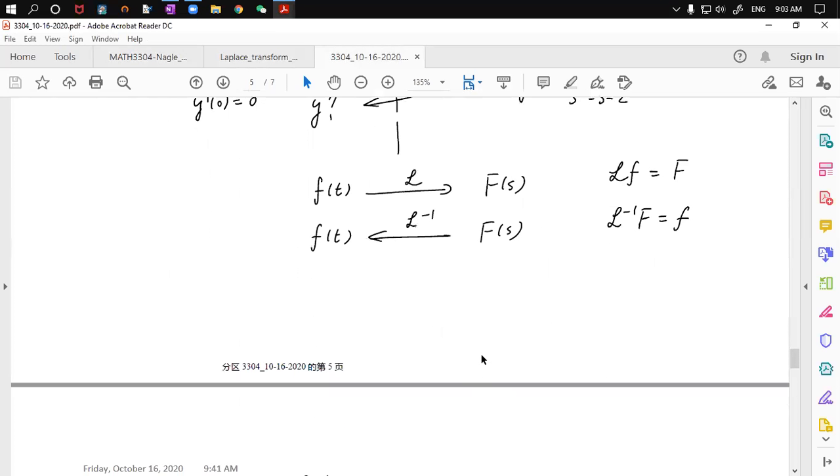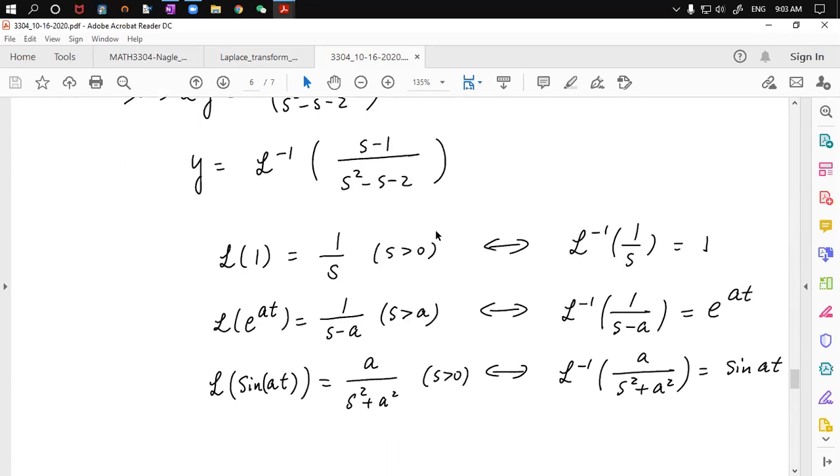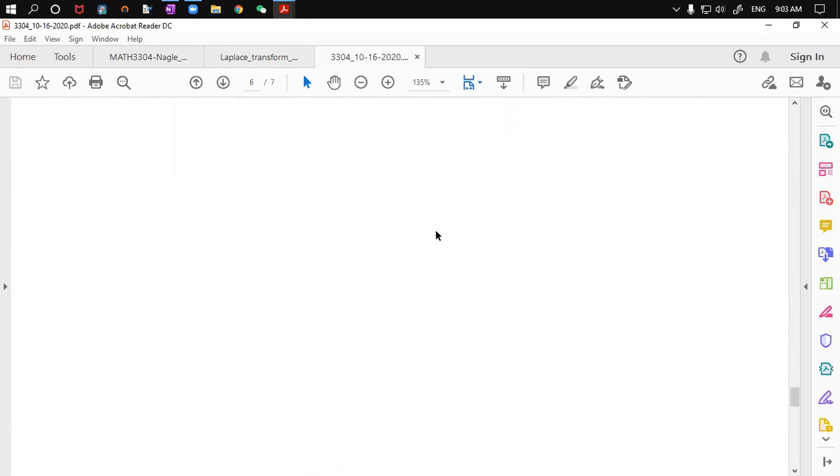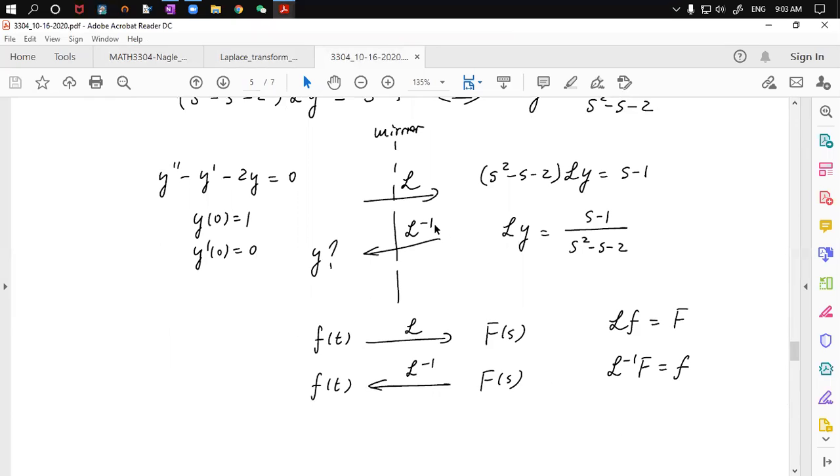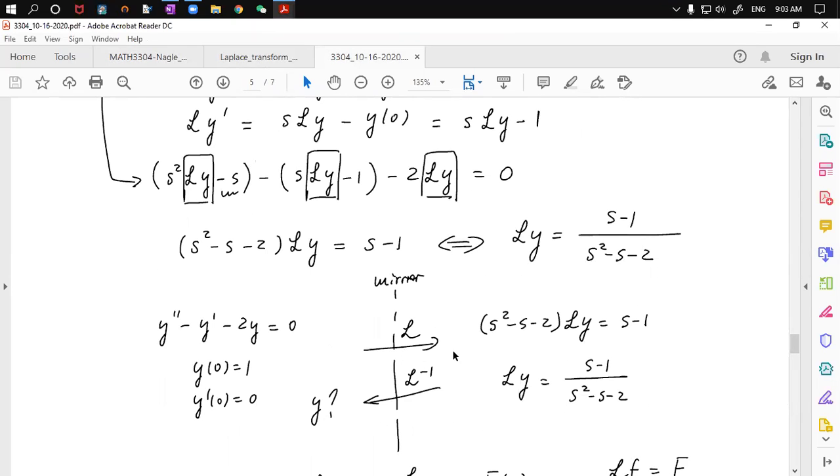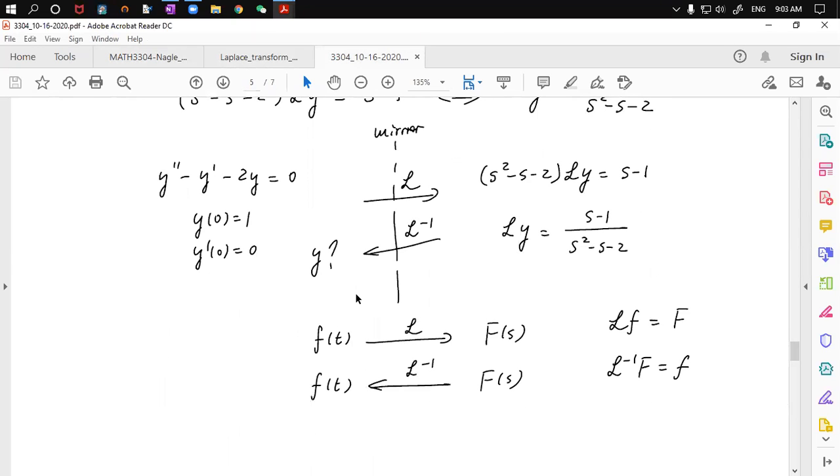So therefore, we have introduced this notion which we call the inverse Laplace transform. Basically, you're inverting the Laplace transform. If you know this function, you're going to find its inverse. So that's going to be the inverse Laplace transform.